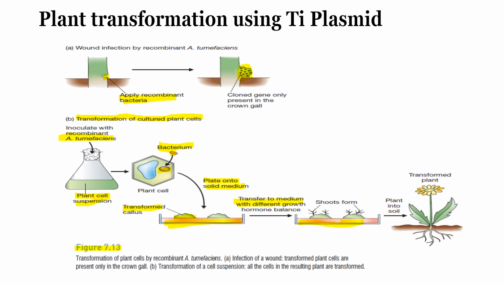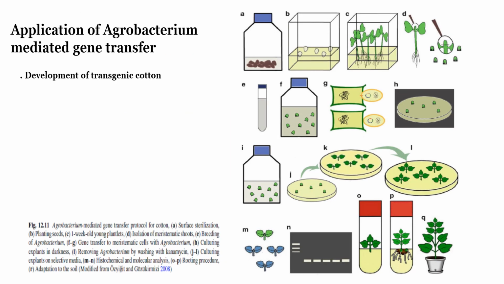Okay, this figure also is taken from Gene Cloning and DNA Analysis. In this figure, we are going to see the practical application of Agrobacterium-mediated gene transfer to develop transgenic cotton. This figure again I have taken from a paper, and the reference is given here. So, Agrobacterium-mediated gene transfer protocol for cotton. First of all, in A, we are doing the surface sterilization of the seeds.